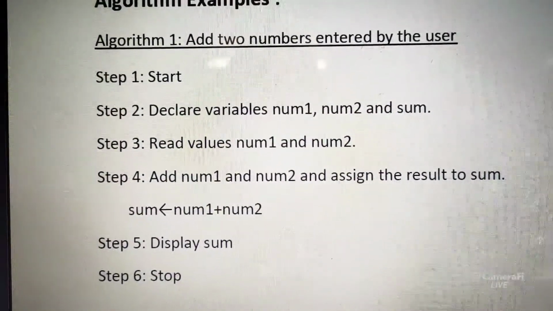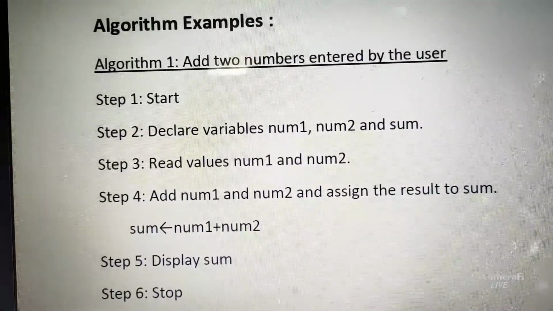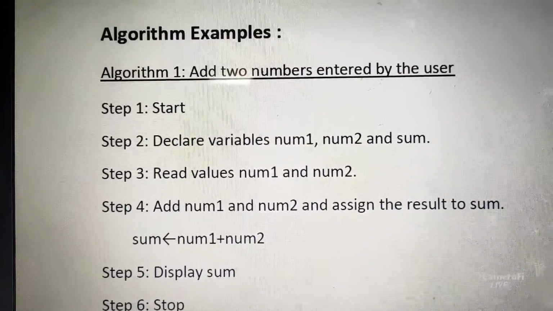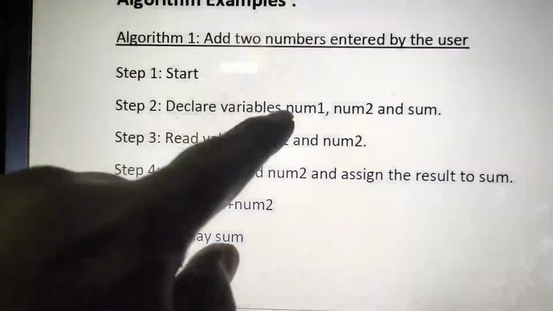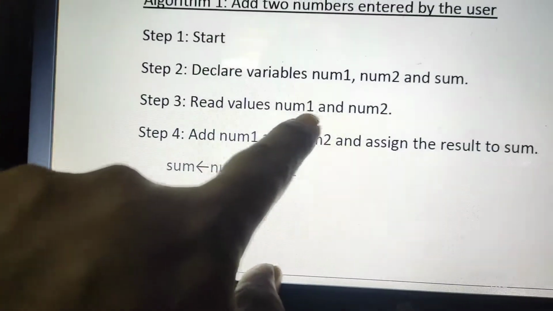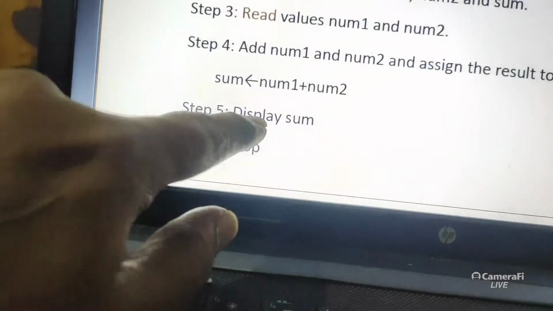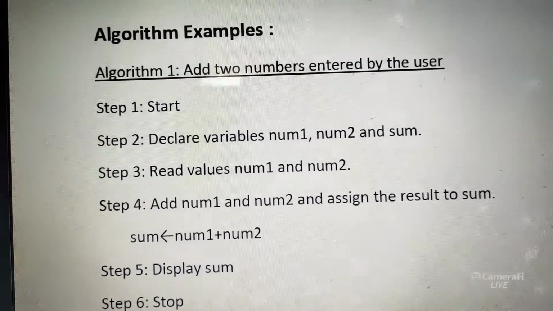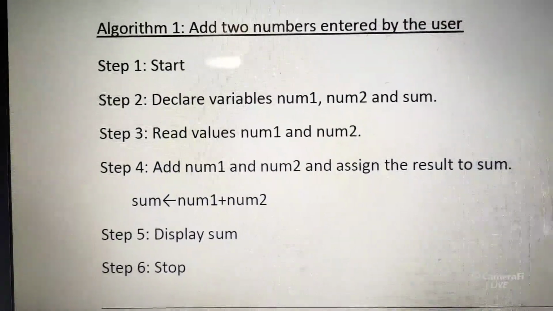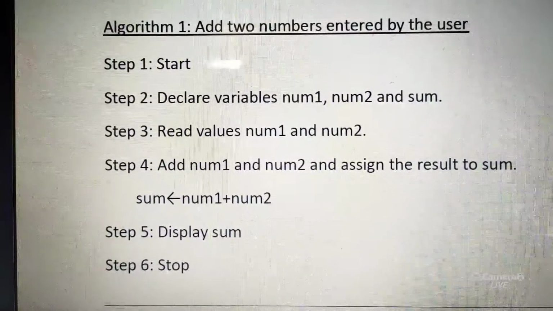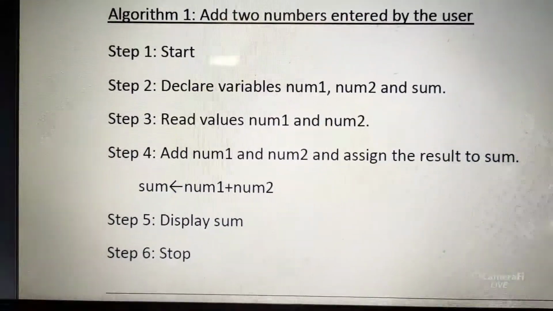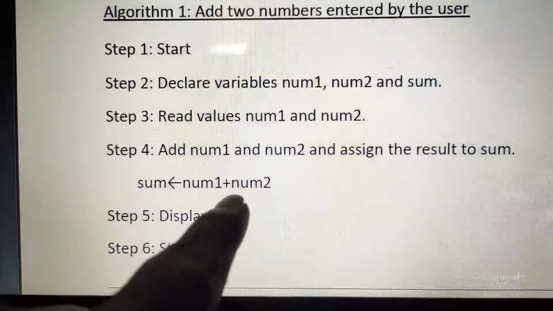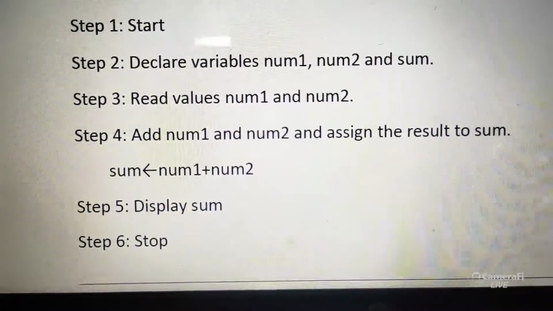So we start. Declare two variables. Variable means user input values are stored in variables. According to programming, variables will store the input values. For example, num1, num2 will be stored in the variables. Display sum, result to sum. So variables are the storage locations for input values. So declare, read 10 and 5, for example, add 10 to 5. Store in the variable sum, add the two numbers and show the sum on the screen.